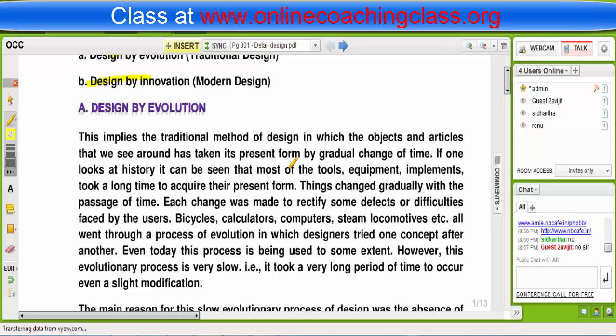So this is the traditional design process, because over a long time span, something slowly develops according to human needs, and one need is related to another need, one development is related to another development. In that way, whatever design is done, it is called traditional design or design by evaluation. Is it clear?